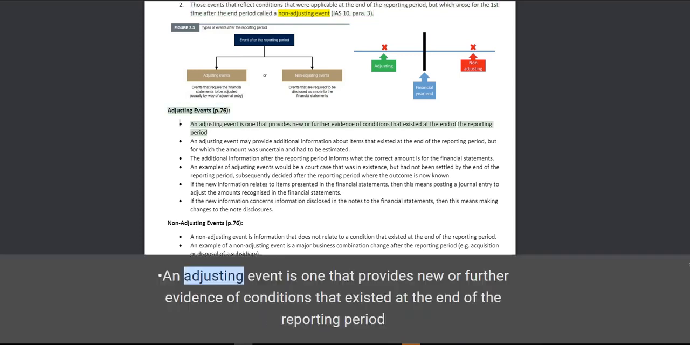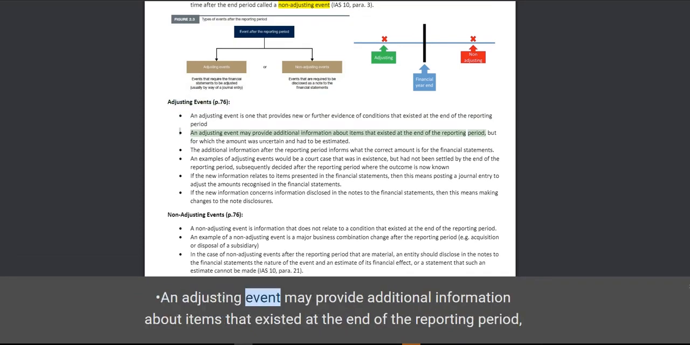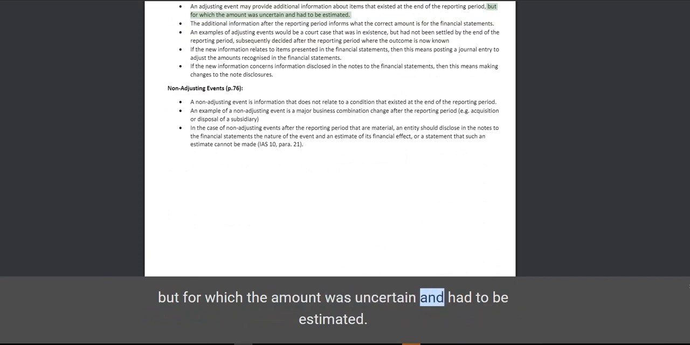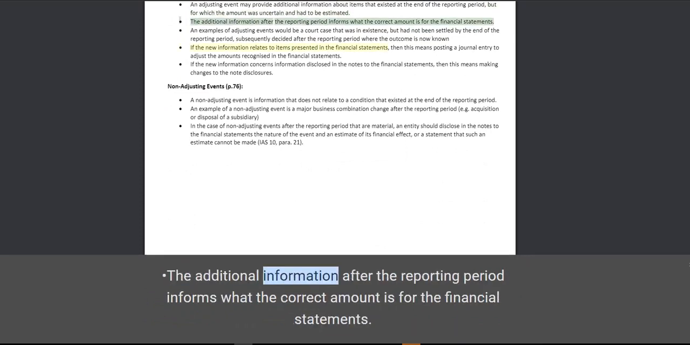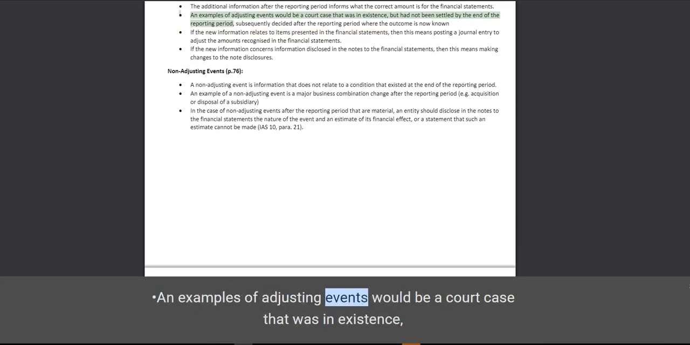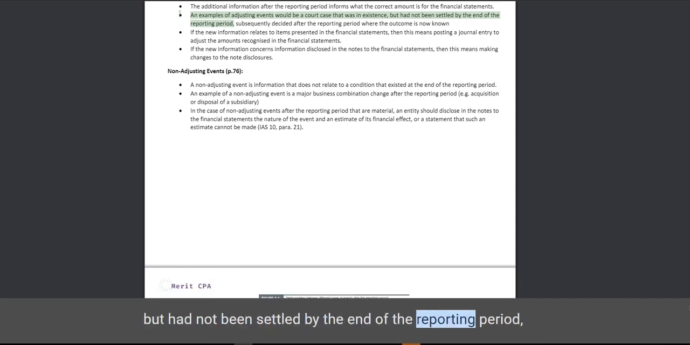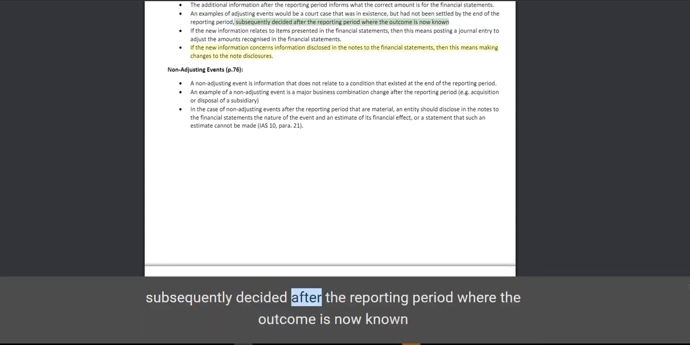An adjusting event is one that provides new or further evidence of conditions that existed at the end of the reporting period. An adjusting event may provide additional information about items that existed at the end of the reporting period, but for which the amount was uncertain and had to be estimated. The additional information after the reporting period informs what the correct amount is for the financial statements. An example would be a court case that was in existence, but had not been settled by the end of the reporting period, subsequently decided after the reporting period, where the outcome is now known.